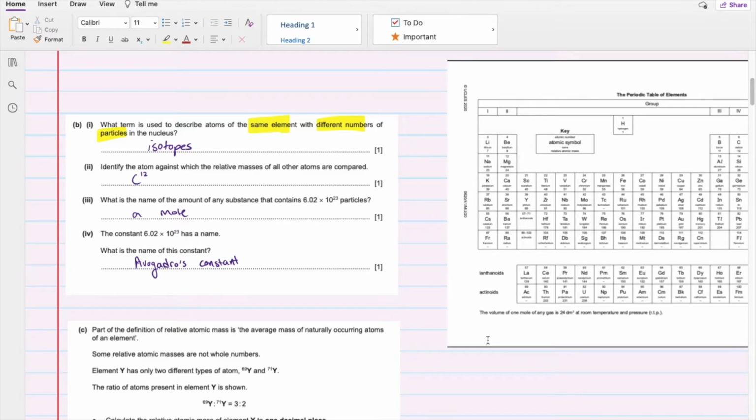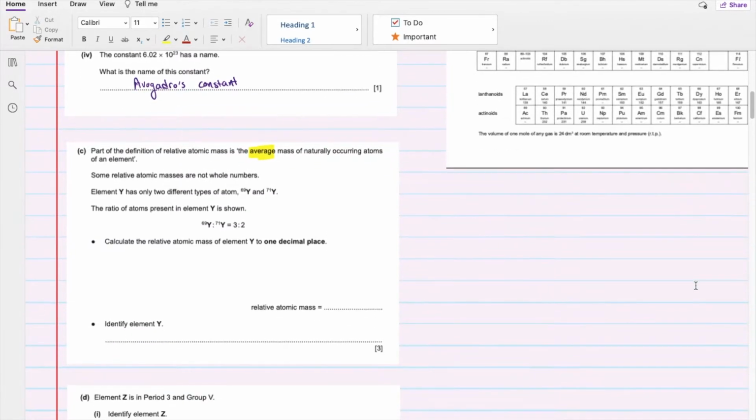Now for part C, part of the definition of relative atomic mass is the average mass. That's important. The average mass of naturally occurring atoms of an element. Some relative atomic masses are not whole numbers. That is important to know. So element Y has only 2 different types of atoms. Some with 69 nucleon number and one with 71. And like we said, that would just mean that the neutrons are different. The number of neutrons, not protons, and these two are isotopes.